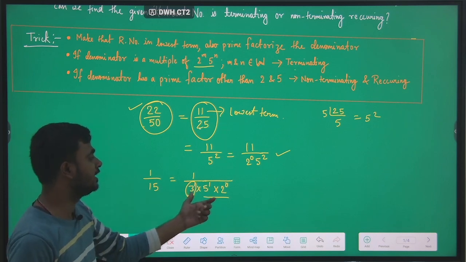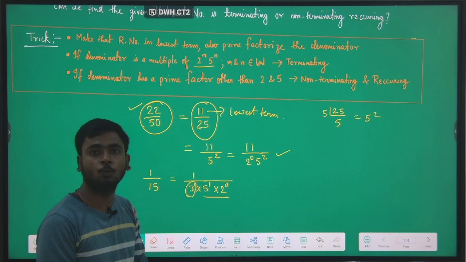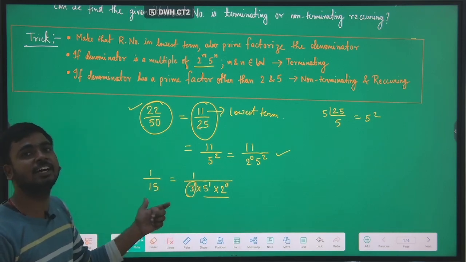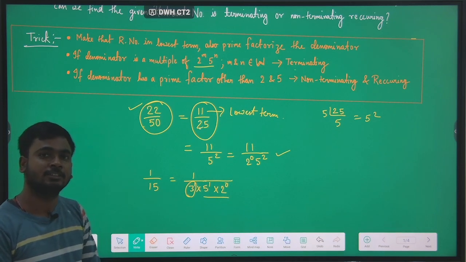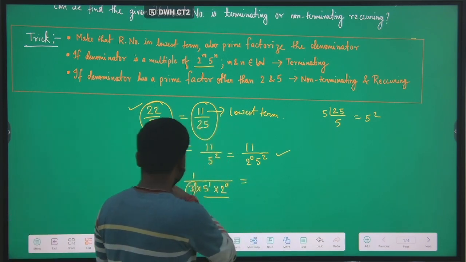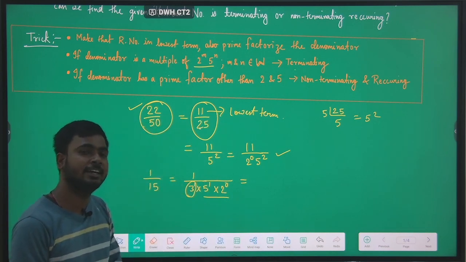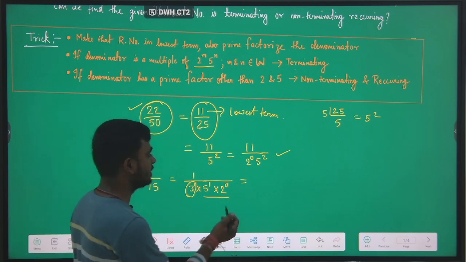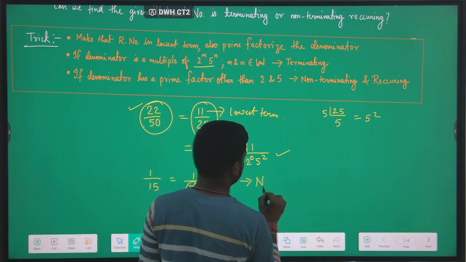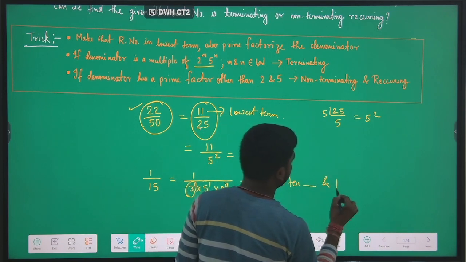So if we are getting any other prime factors other than 5 and 2, then we say that rational number is a non-terminating and recurring rational number. So the decimal expansion of this rational number will be non-terminating and recurring. So let us check what we have said. This rational number will be non-terminating and recurring.